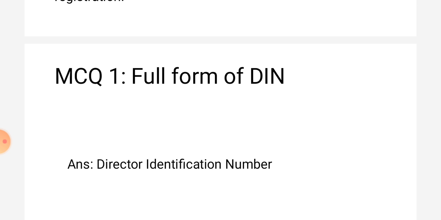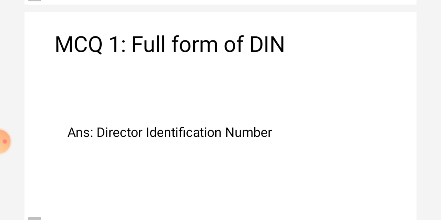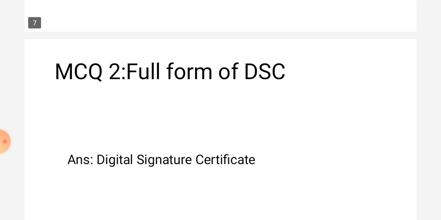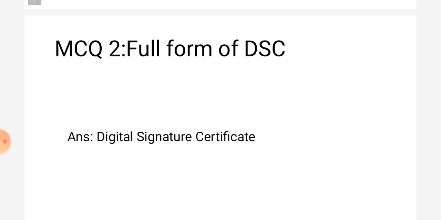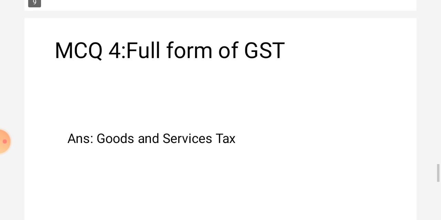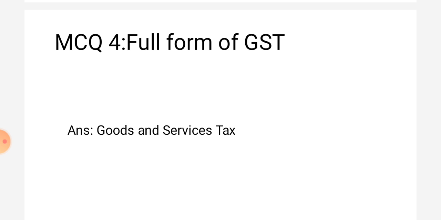The first one is the full form of DIN. DIN means director identification number. The full form of DSC is digital signature certificate. And the full form of PAN, which is issued by the income tax department, is permanent account number. And the full form of GST, of course, it may be a very simple question, but you must know it very clearly: goods and services tax. It is not just goods and service tax; it is goods and services tax, that you must know.